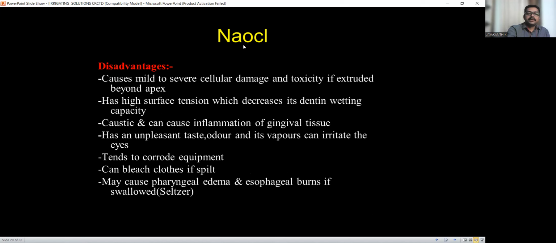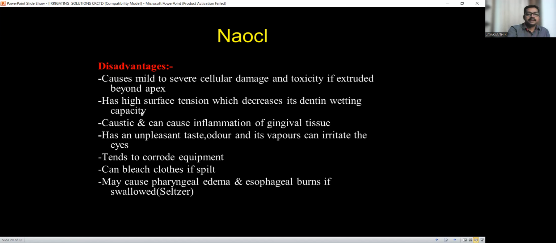Now coming to the disadvantages of sodium hypochlorite, it causes mild to severe cellular damage and toxicity if extruded beyond the apex. It has high surface tension, which decreases its dentin wetting capacity. It's a caustic solution and can cause inflammation of gingival tissue. It has an unpleasant taste and odor, and its vapors can irritate the eyes. It tends to corrode equipment, which is another drawback. It tends to corrode a few root canal instruments, and it can bleach clothes if spilled over them. It may cause pharyngeal edema and esophageal burns if swallowed.